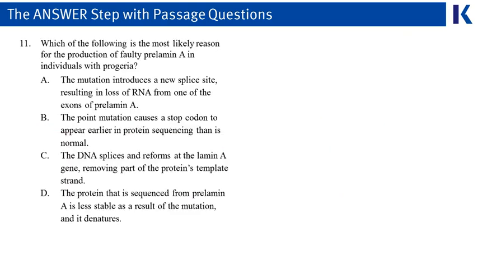Now on to question 11. A long question with long answer choices, so it's a good thing that we have a nice solid prediction. We followed the information in the passage to say that the reason faulty prelamin A gets produced is because there's a point mutation that leads to a short mRNA transcript. Now that you can look at these answer choices, pick the answer choice that best matches this prediction. And the best match here is A.